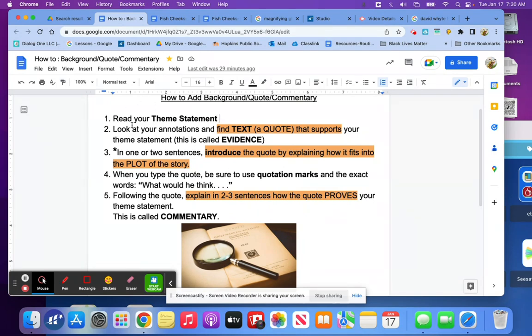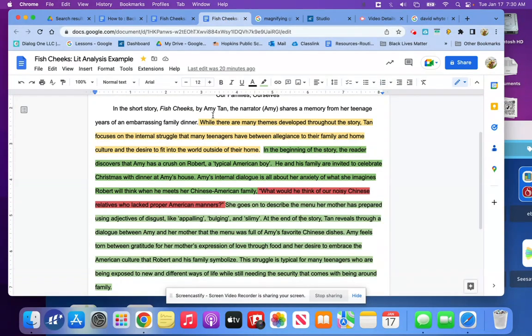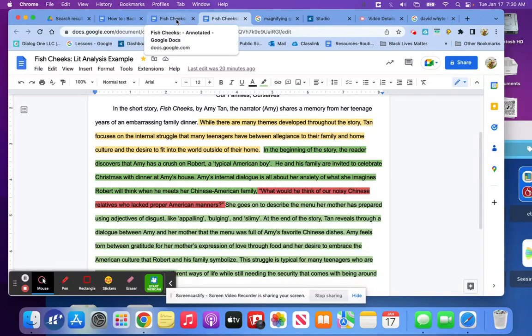And as I look at these steps that are involved, it says first I go back and I read my theme statement. And then step two is to look at my annotations again to find a quote that supports it. So as I remember, my theme statement is this thing about family, home culture, family culture, and the struggle that many teenagers have when they go out into the bigger world outside of their home and find all the different cultures that they want to fit into. So that is my theme statement.